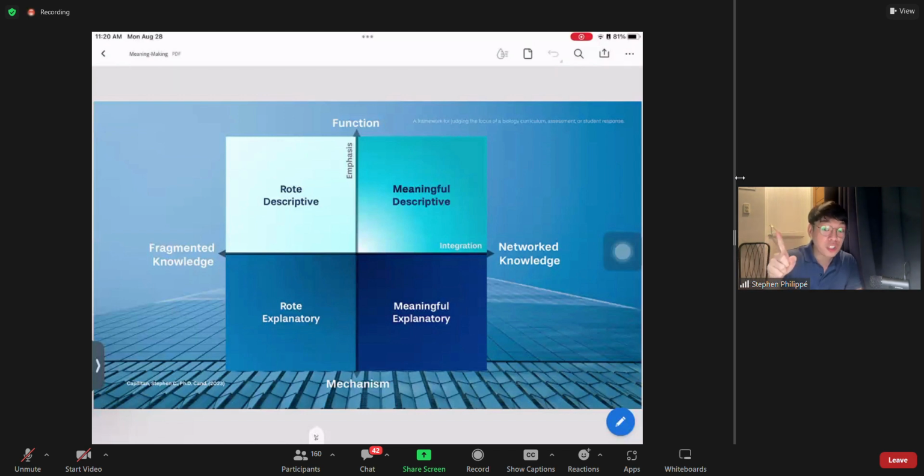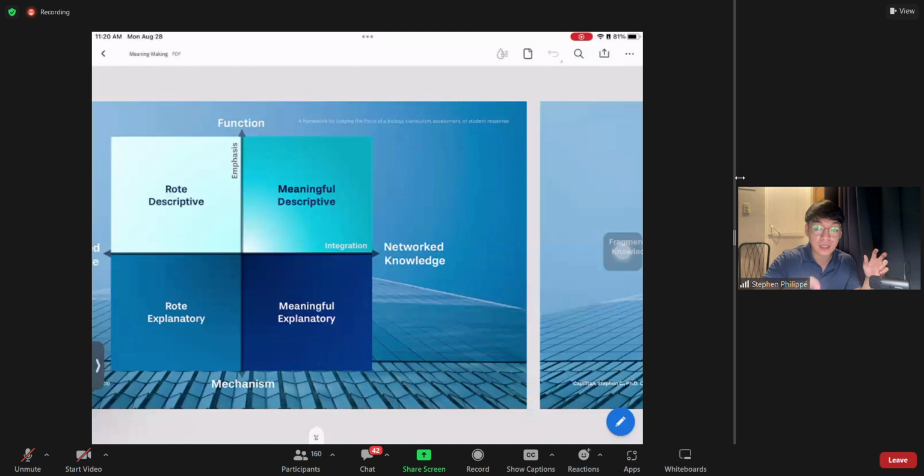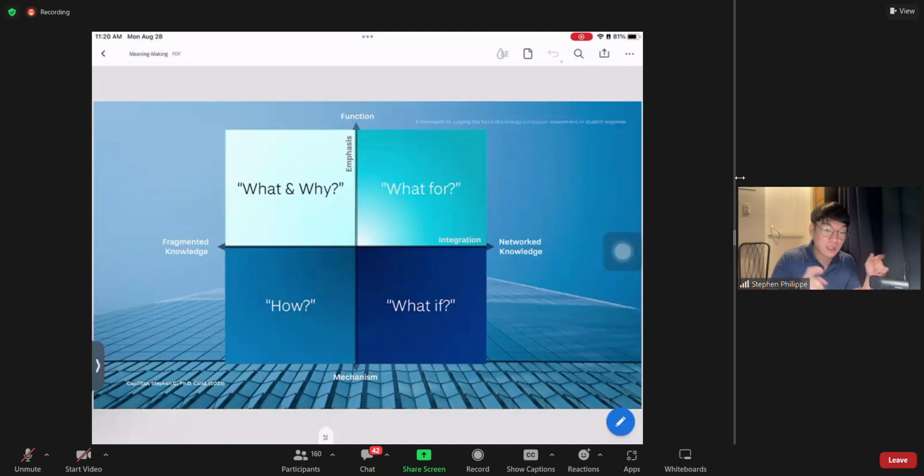The more function and the more fragmented, the more rote and descriptive it is. Actually, this is the least. Questions like, what is the powerhouse of the cell? This is more of the rote and descriptive. More on the meaningful and explanatory, there's a what if type of questions that lies within it. So what and why, and then what for, how and what if. I'll discuss this one later.